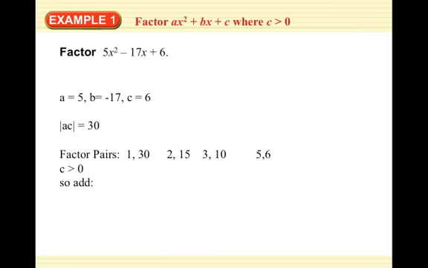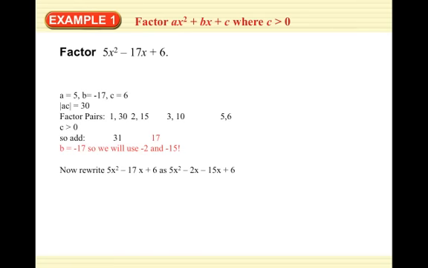Now we look at c. c is 6, so that's positive, so we add. If c is positive, we add. If it's negative, we subtract. So we're going to look at the sum of our factor pairs. 1 plus 30 is 31. That's not equal to 17. 2 plus 15 is equal to 17, but we want negative 17. And so we will use negative 2 and negative 15.